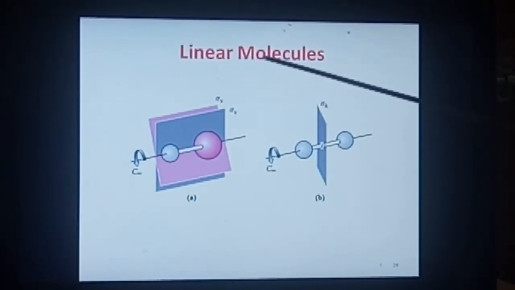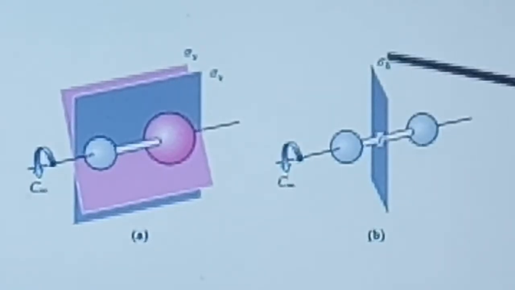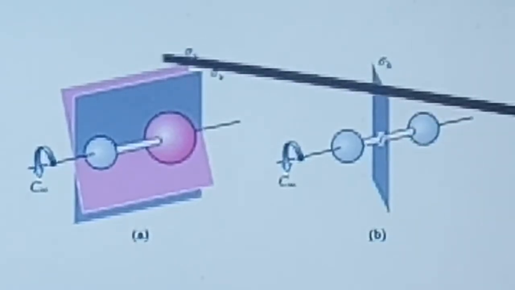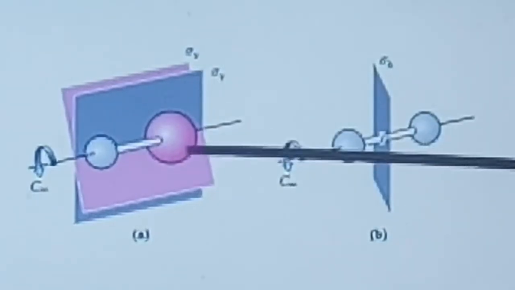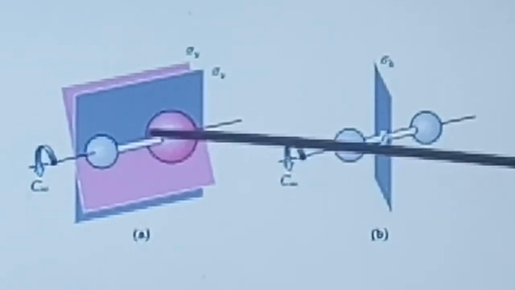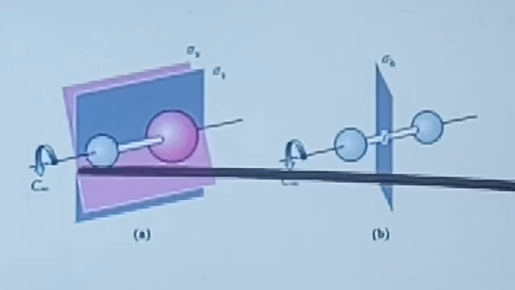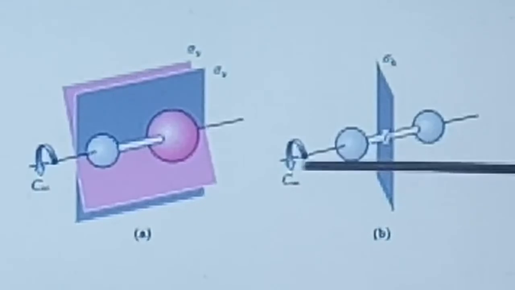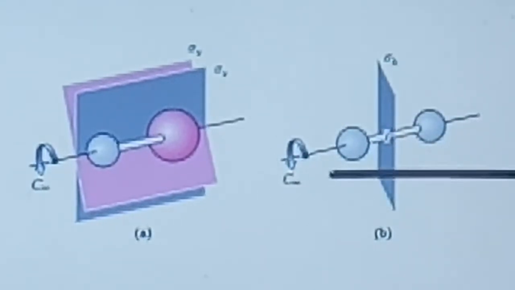Now we take the linear molecules. Homonuclear diatomic molecules, for example hydrogen, H and H. Heteronuclear diatomic molecules, for example H and Cl. In these molecules, C infinity is the principal axis, because we can rotate by an infinitely small angle and there will be an infinite number of rotations. Similarly in this one, C infinity is the principal axis.